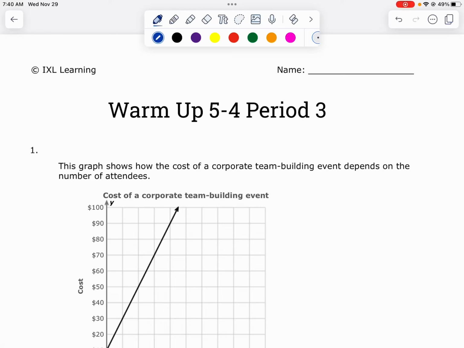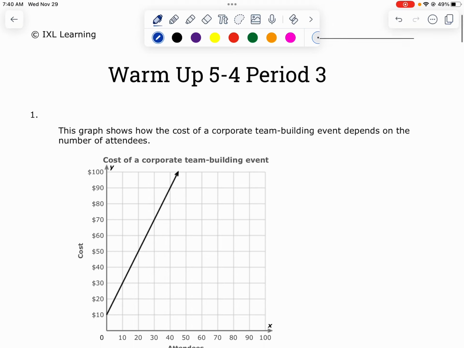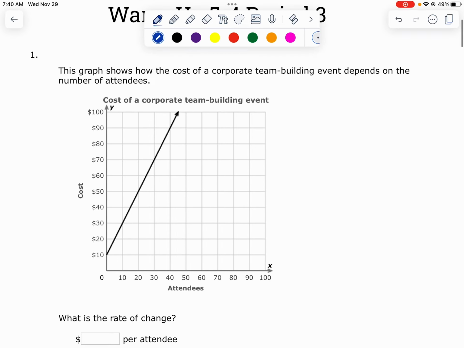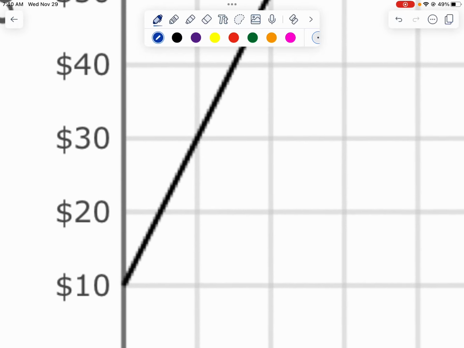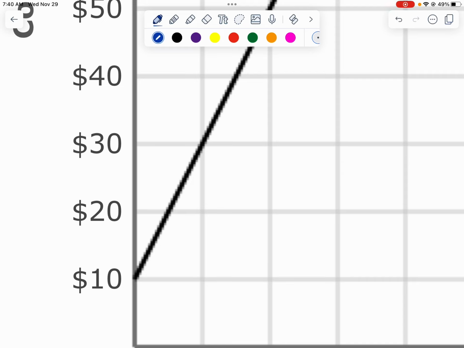The warm-up for today. The graph shows how the cost of a corporate team building event depends on the number of attendees. What is the rate of change? So I look at this, making sure I realize that the y's are going up by tens. They are not going up by ones. So I'm going to draw my triangle because that goes through a pretty point.